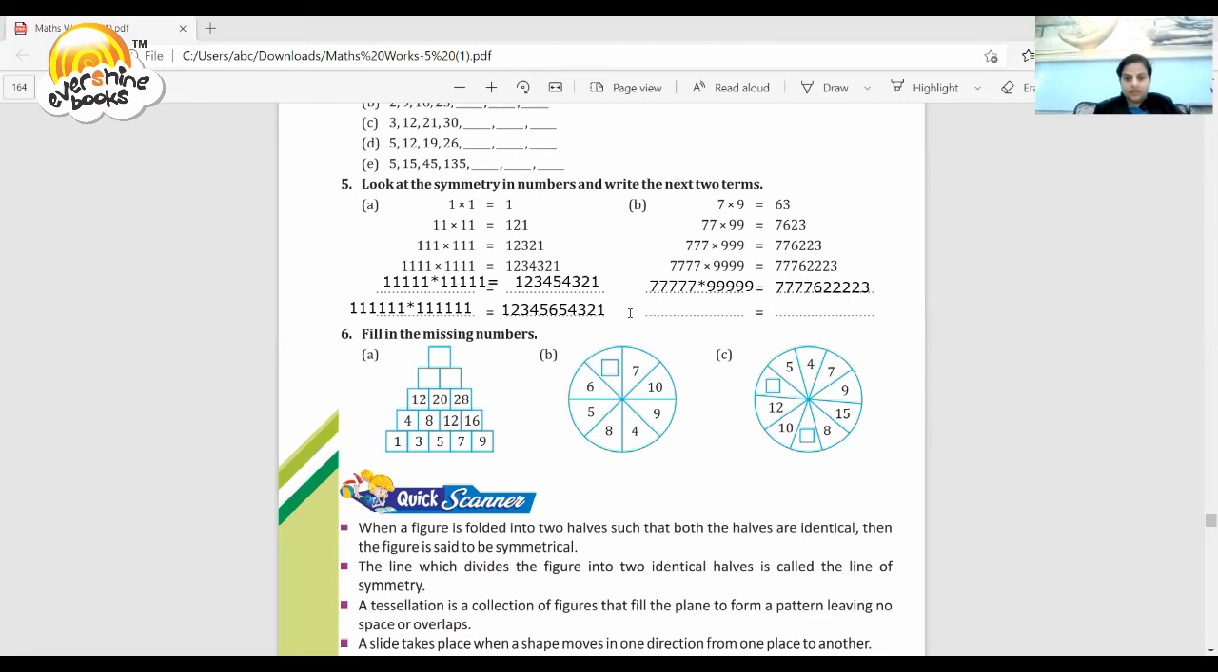Likewise. Here you will write 6 times 7. 1, 2, 3, 4, 5, 6, 7 into 1, 2, 3, 4, 5, 6, 7. Then write 1, 2, 3, 4, 5. And then 6. Then 1, 2, 3, 4, 5. Then it will come 3, like this.